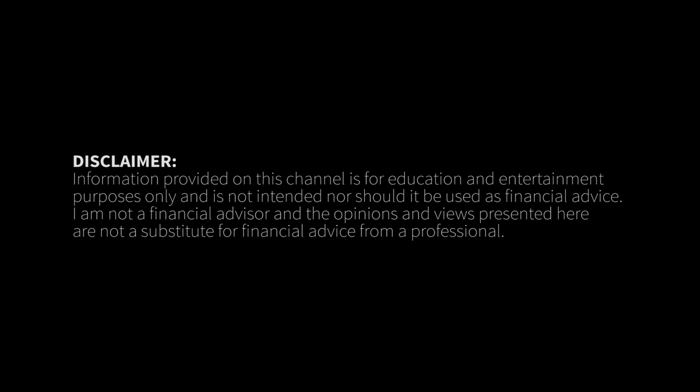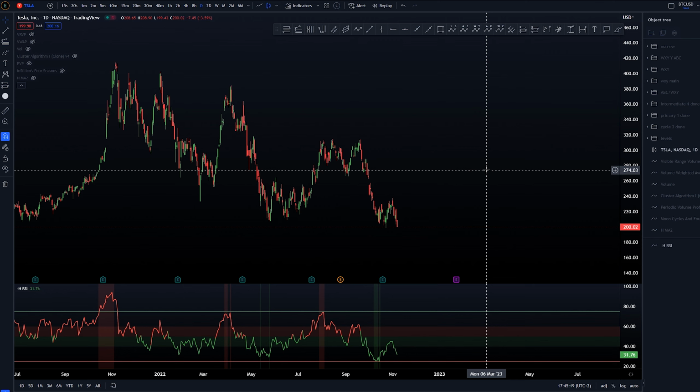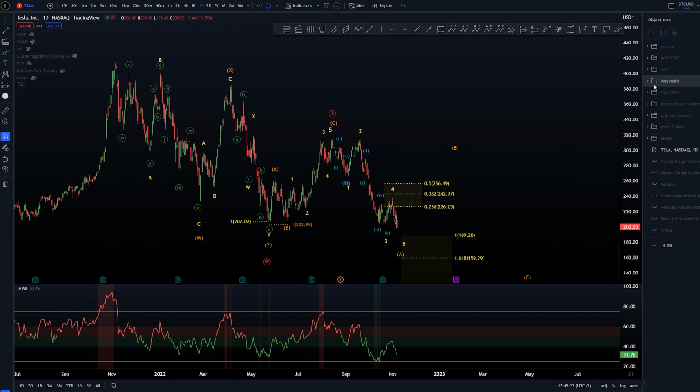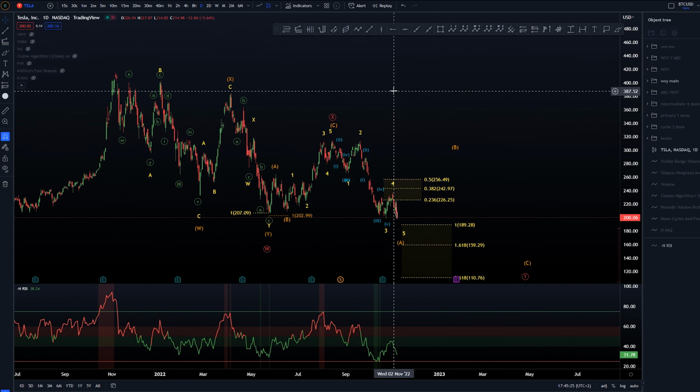I'll cover wave analysis with Elliott Wave theory and provide multiple scenarios the price may take and explain why I prefer one count over another. Let's take a look at the different possibilities. So starting here on the main count with this one, I've shown you this before as well.